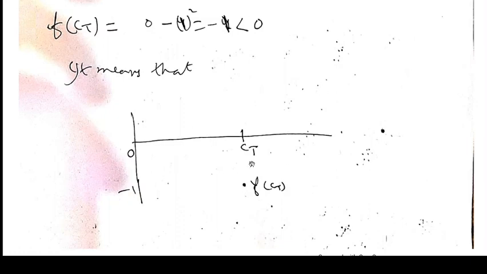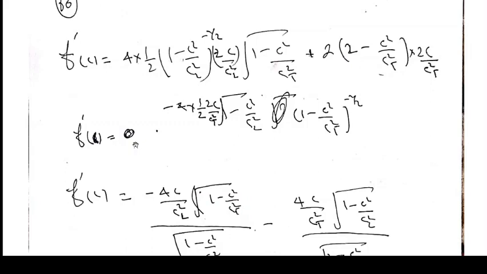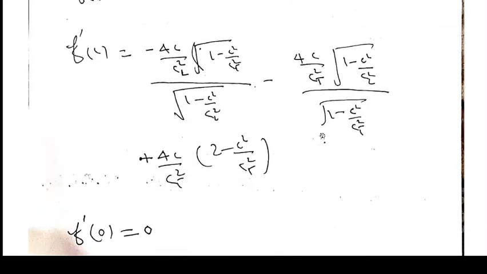Now we will see whether the graph is increasing at this point or decreasing at this point. We will see with the help of the second derivative test. Let's see, this is the derivative f dash c. If you put c equal to 0, then the derivative will be 0; the slope will be 0 at 0.